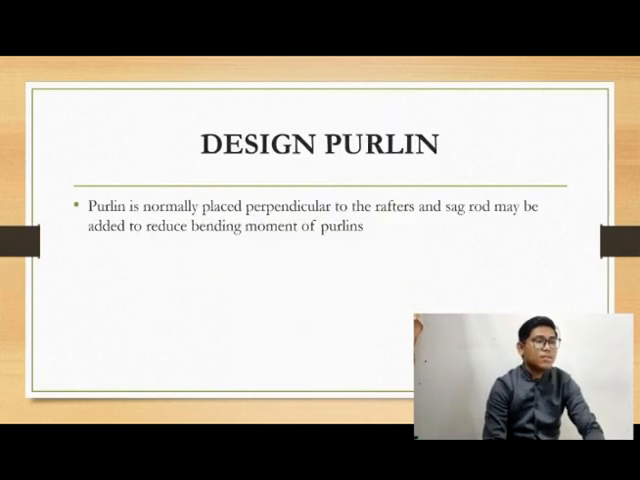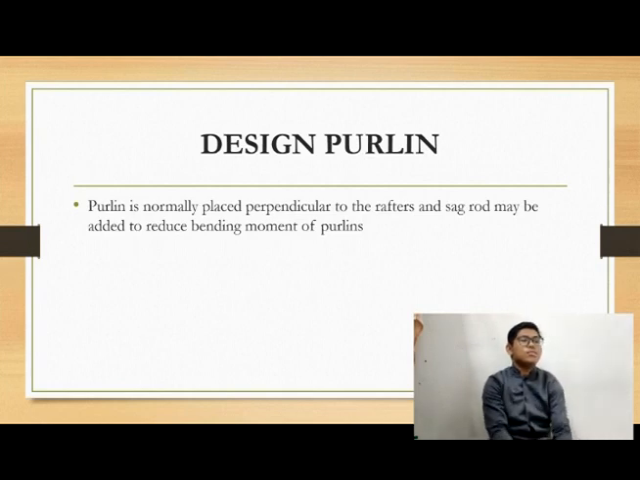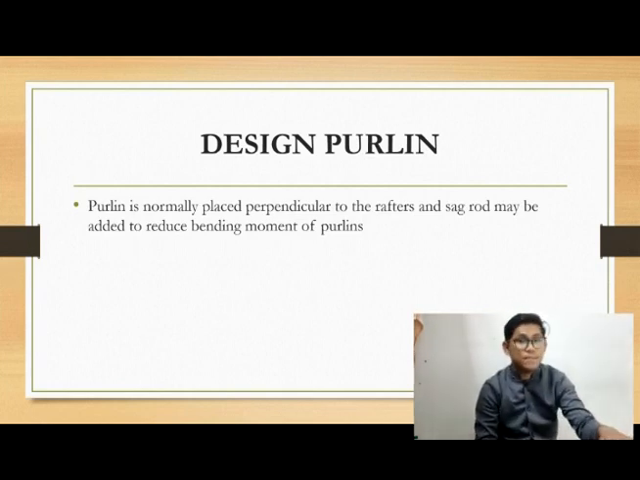Next, I will talk about the design of purlin. Purlin is normally placed perpendicular to the rafter, and sag rods may be added to reduce the bending moment of the purlin.